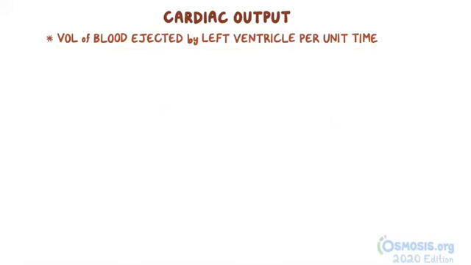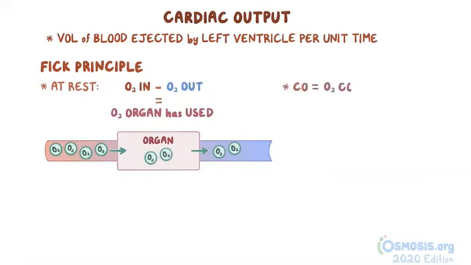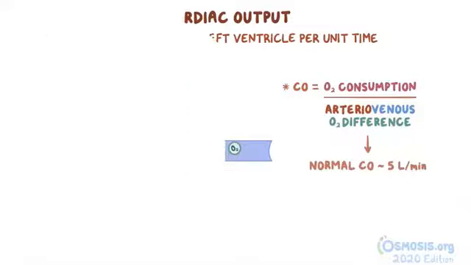Another way to calculate cardiac output is by using the Fick principle, which simply states the oxygen going into an organ minus the oxygen left out of an organ must equal how much oxygen that organ has used. Using the Fick principle equation of cardiac output equals oxygen consumption divided by arteriovenous oxygen difference, cardiac output can be calculated. Both methods render normal cardiac output to around 5 liters per minute on average.